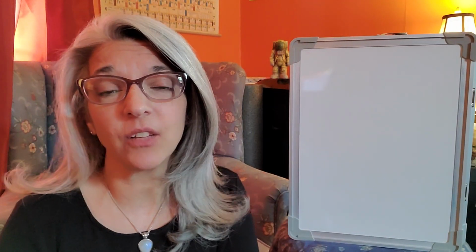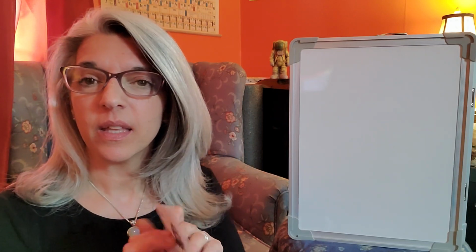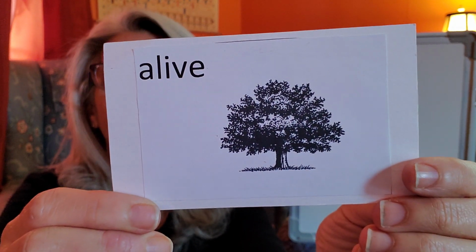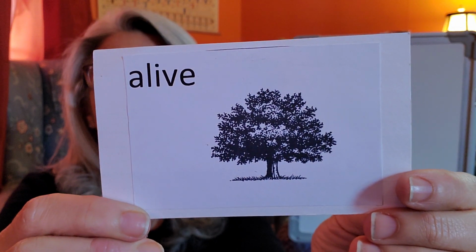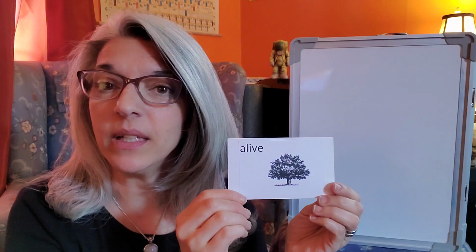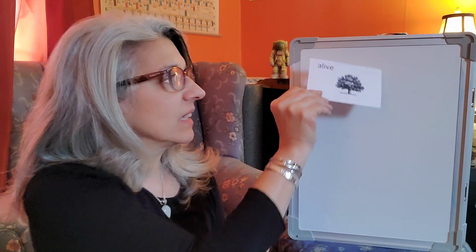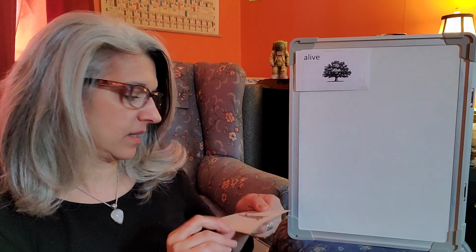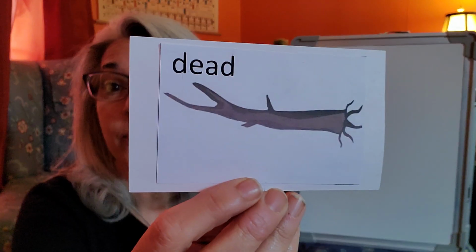Before I start reading, I just want to go over a few vocabulary words that will help you understand what I'm reading. So let's start with this word. This is the word alive. When something is alive, it is growing, moving, and eating. Alive. Right.